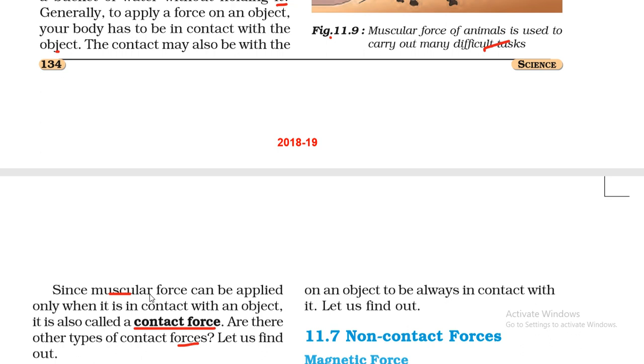So in this session we have searched three contact forces. First one is the muscular force, second one is the tension, third one is the friction. So similarly you can search for other forces. Okay, and you can complete friction by yourself. I have already discussed the friction by using one of the PPTs in the last sessions, so you can do this.